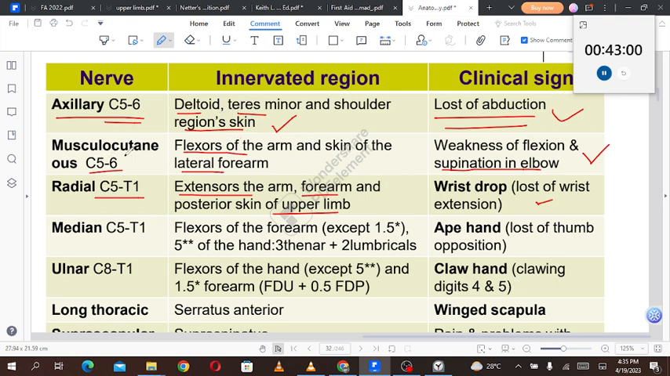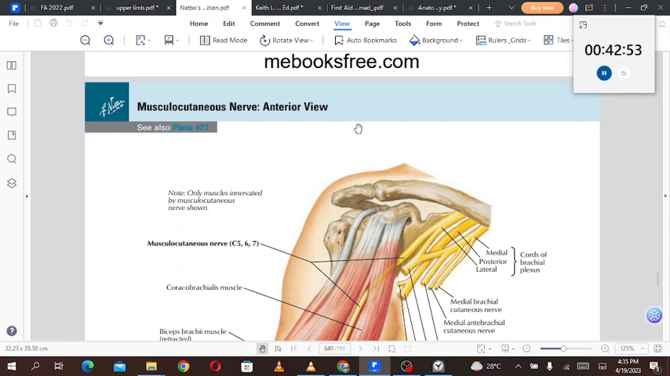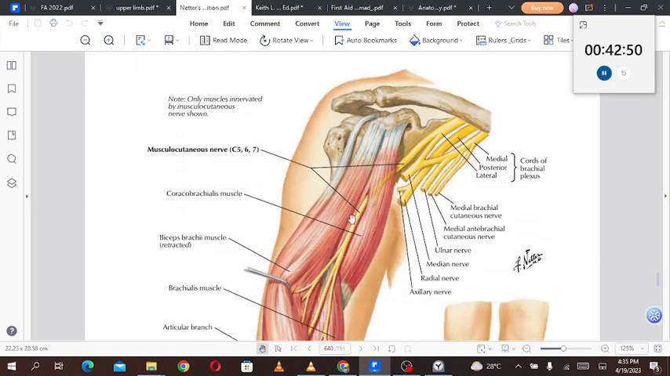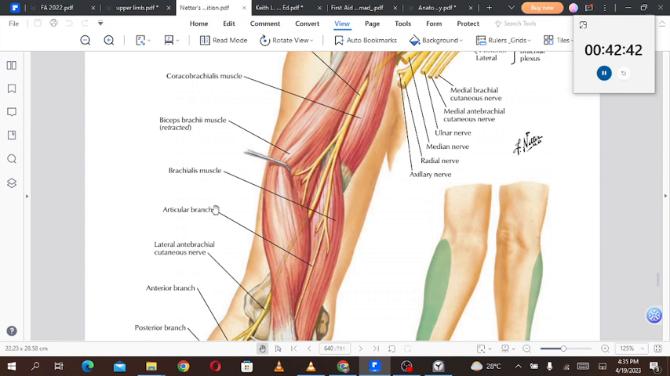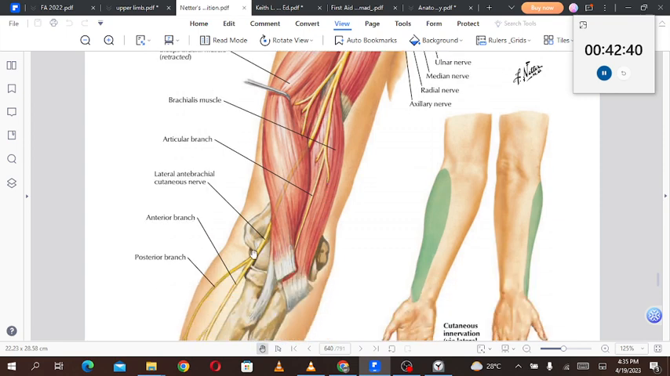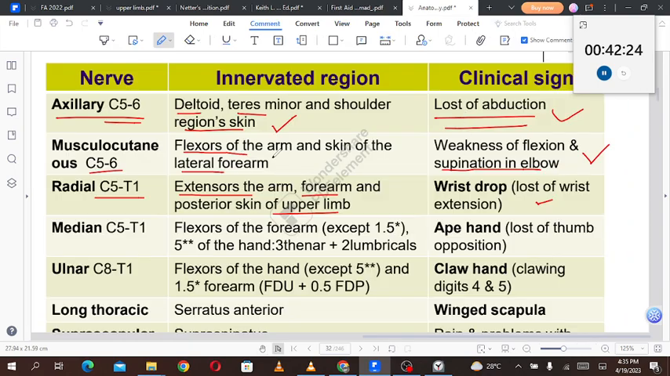Talking about the musculocutaneous nerve, let's look at a picture of that. So the musculocutaneous nerve is over here. These are the muscles being supplied by it: the biceps brachii muscle, then the coracobrachialis muscle, and along with that the brachialis muscle. Then the articular branch goes to the bones, and this is the zone of supply for the musculocutaneous nerve, supplying cutaneous innervation by the lateral antebrachial cutaneous nerve to the lateral aspect of the forearm, the skin of the lateral forearm.